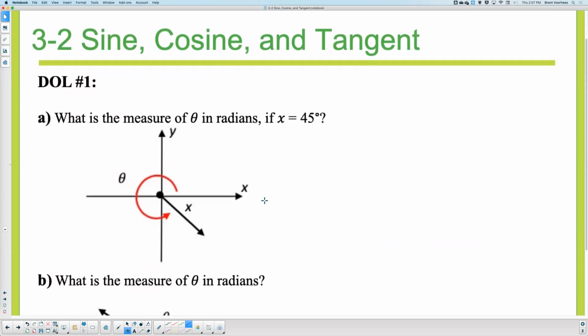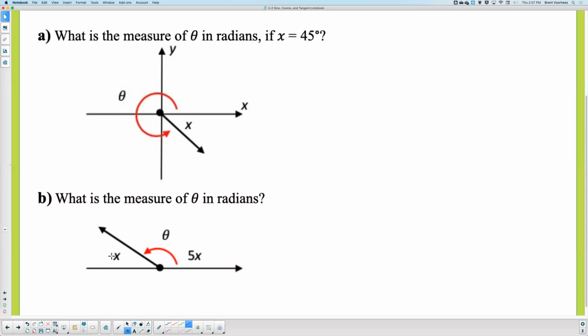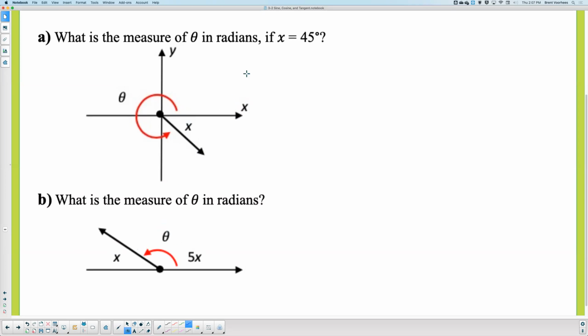First two DOLs. Here, I've given you a degree measurement. I know I told you you're not going to be tested on it, but I still want you to know it. So I'm going to give you a degree measurement going this way, and I want you to figure out what this angle measurement would be in radians. And then another little math question: again, in radians, try to figure out what this angle would be there. DOL number 1. Go for it.